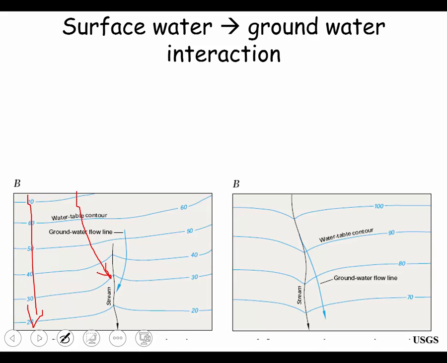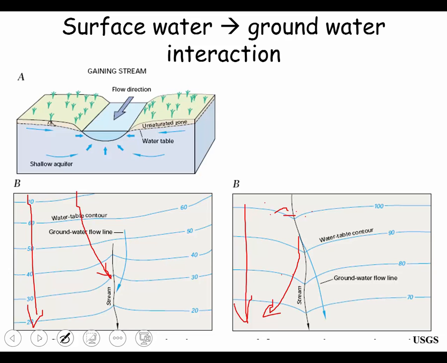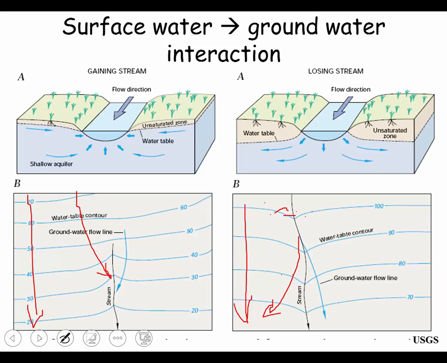So that tells me that the water table is dropping to the river. So it's got to be a gaining river. Here, the water table is actually lower than the river. And so the river is actually feeding the water table. It's the losing river.